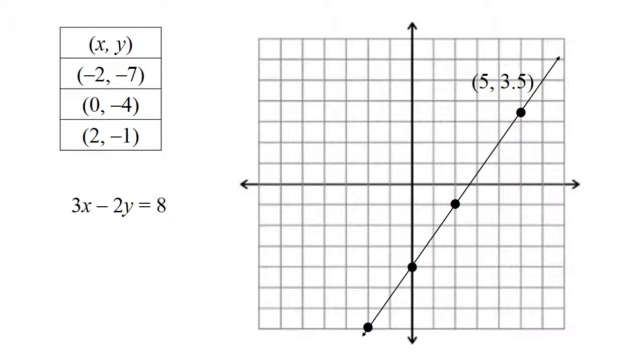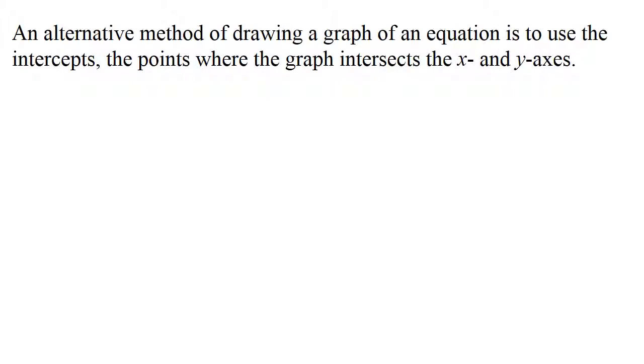So I go to my equation and I substitute in 5 for x and 3.5 for y. Notice I went back to my original equation because that's really the one I was given. I might have made a mistake earlier, so always go back to the original when you're checking things. Let's see, 3 times 5 is 15, 2 times 3.5 is 7, 15 minus 7 is 8. So that does check. That is a solution point.